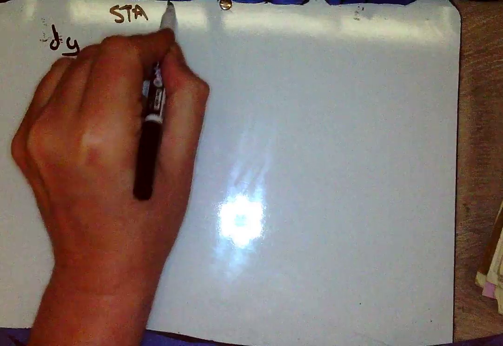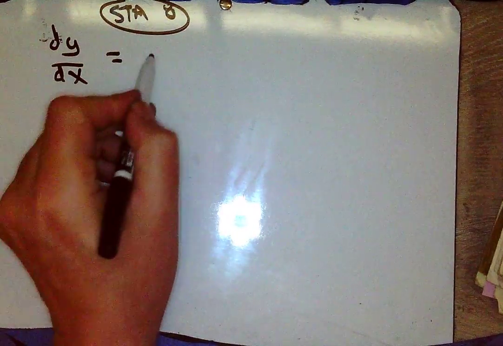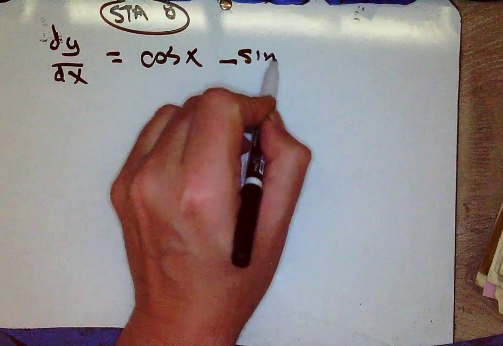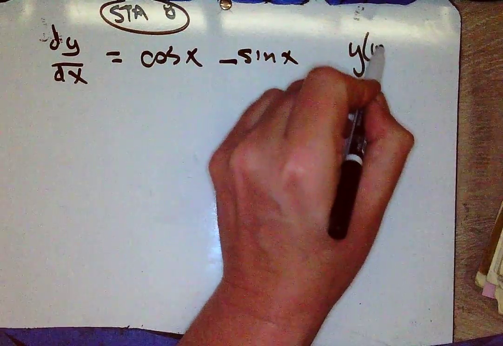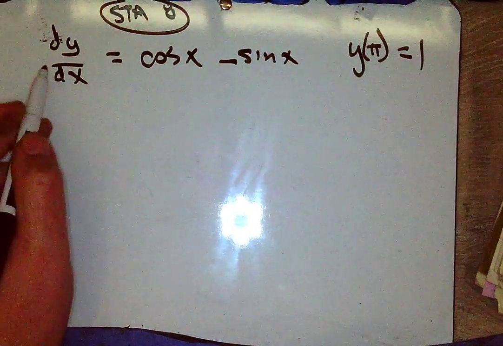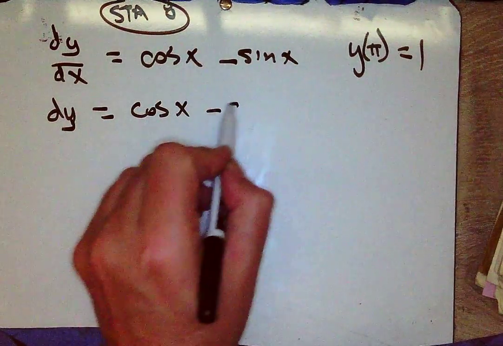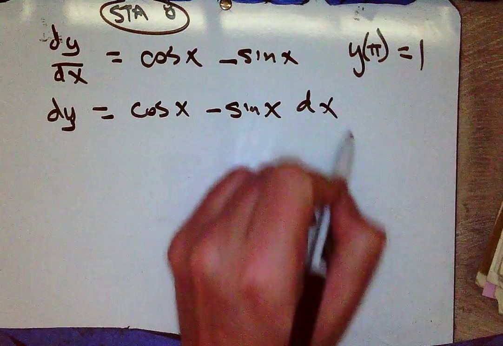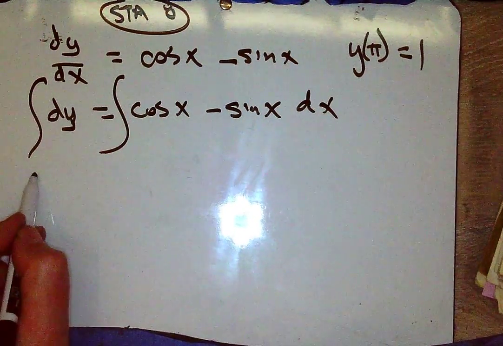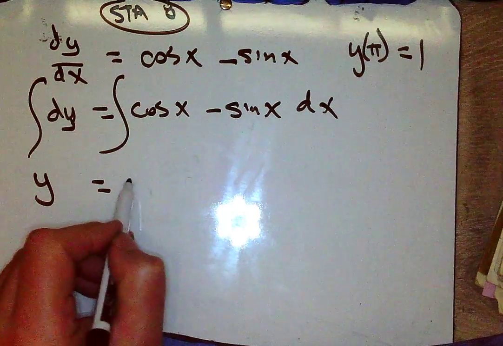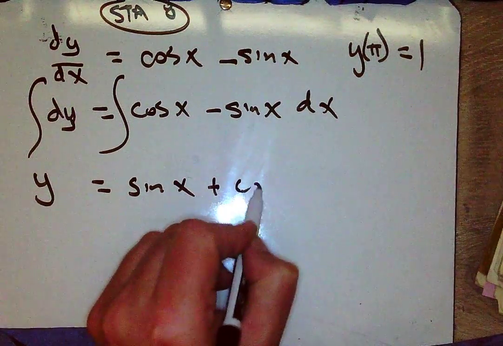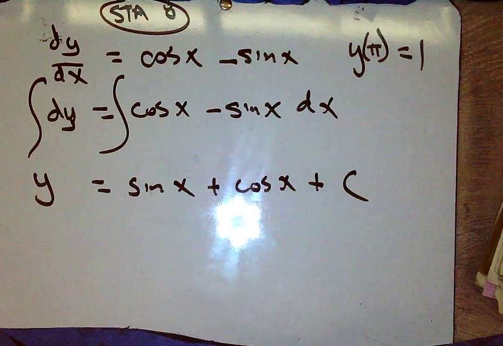Station 8. Solve the initial value problem. dy dx equals cosine x minus sin x and y of pi equals 1. Okay, so we know that dy equals cosine x minus sin x dx, and I integrate both sides. I get y equals sin x plus cosine x plus c.